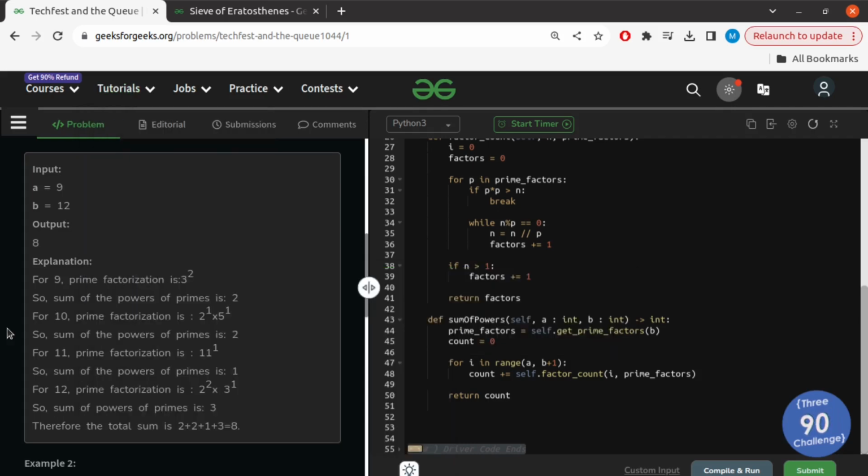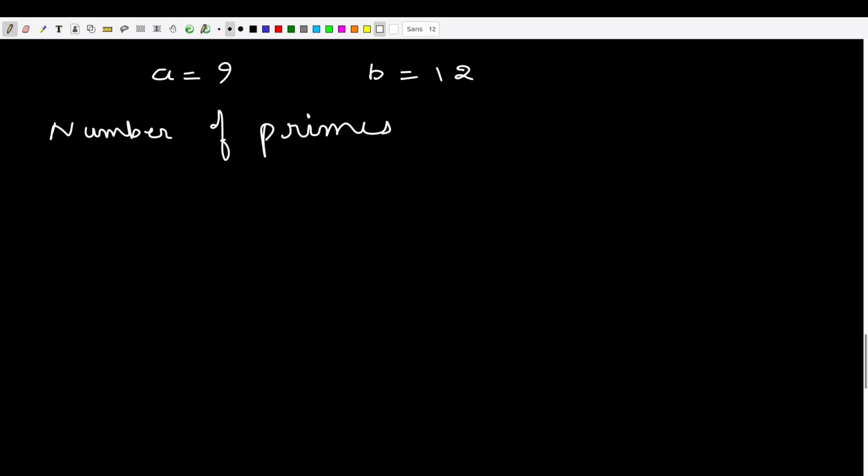So now let us discuss the solution for this. So let us discuss the solution of our problem. So let us take an example. So let us take the same example, a equals 9 and b equals 12. So the first thing we are going to do is, using Sieve's algorithm, compute the number of primes less than or equal to b, right?